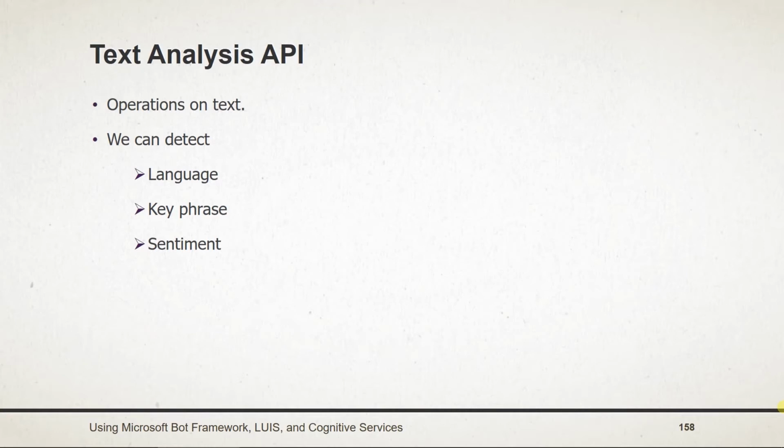Using Language API, we can detect which language is used in given text. It may give multiple languages. It also includes score, so we can identify the dominant language. The key phrase API returns a list of strings denoting the key talking points in the input text. Currently, it supports only English, German, Spanish, and Japanese.